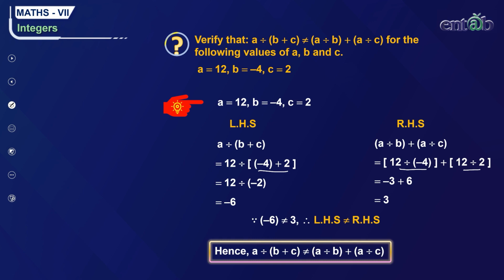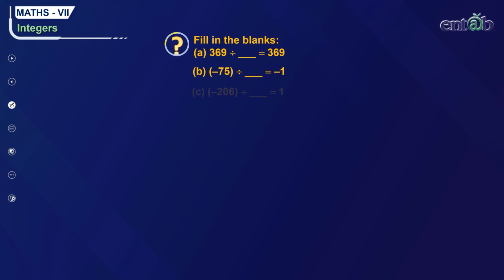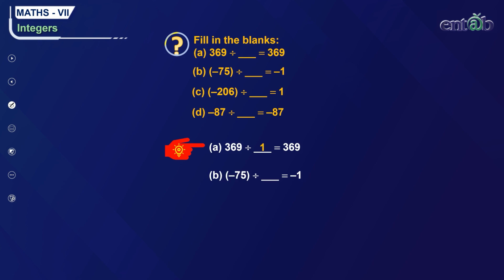Let us look at the next problem. Fill in the blanks. 369 divided by blank is 369. So, we have some fill in the blanks here. We need to use the properties of division of integers in order to solve these. So, let us see. What should we replace the blank with so that 369 gets divided by it and gives back 369? Yes, you are thinking it right: if we divide any integer by 1, we get back the same integer. So, the answer is 1.